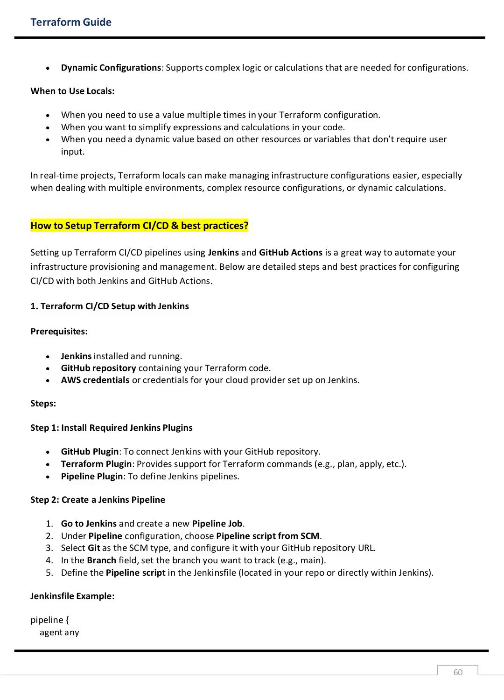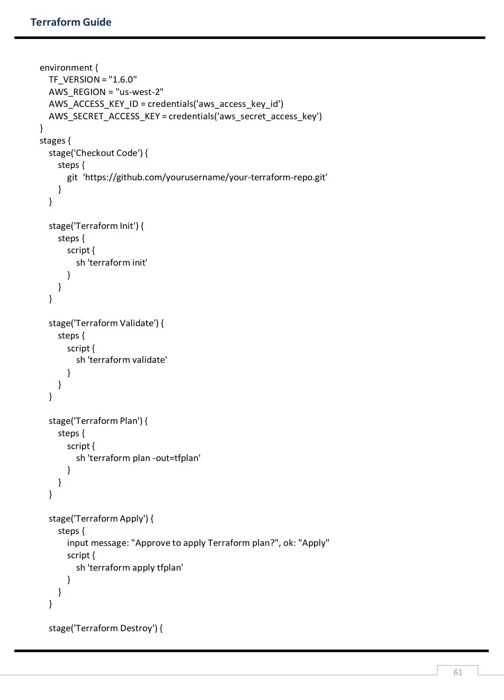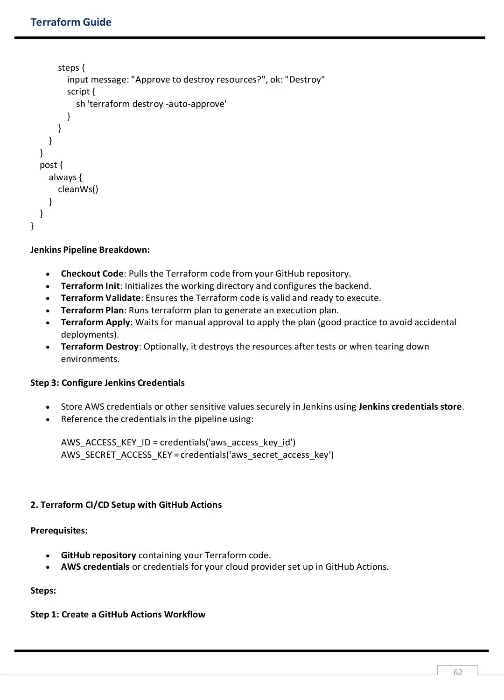Jenkinsfile example: pipeline, agent any, Terraform guide, environment, stages. Stage: Terraform init. Stage: Terraform validate. Stage: Terraform plan. Stage: Terraform apply. Stage: Terraform destroy. Jenkins pipeline breakdown.